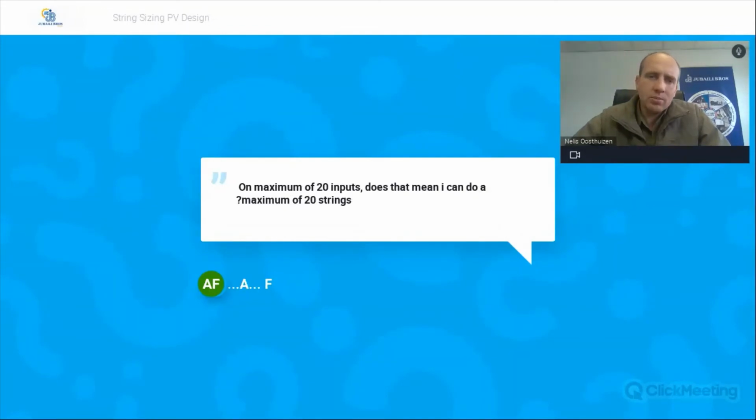The next one, on maximum of 20 inputs. Does that mean I can do a maximum of 20 strings? Yes. So if we look at a 100 kTL inverter, it's got 10 MPPTs with 20 inputs. So that means you can have 20 strings connected to it, but then your limiting factor again on the strings, remember, your string should still be within the voltage range. So you can't have more modules per string. And then the limiting factor is your short circuit current or your operating current.